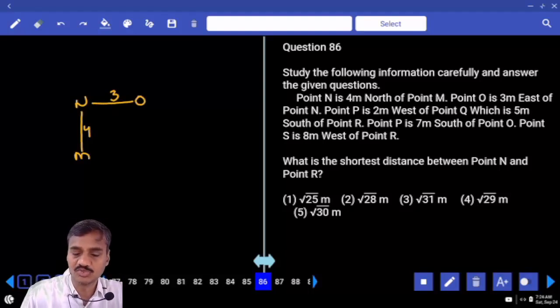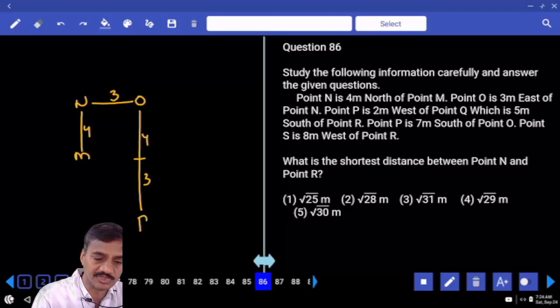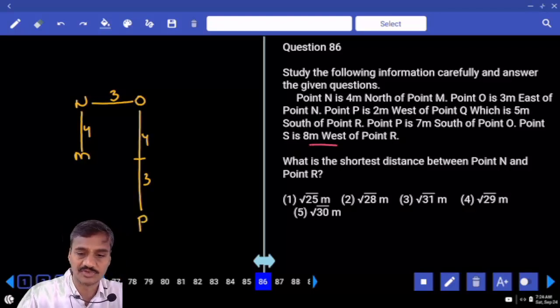And P is 2 meters to the west of Q. Q, which is 5 meters to the south of R. And P is 7 meters to the south of O. P is how many meters? 7 meters. Now this is 4 and this is 3 and this is P, which is 7 meters to the south of O. S is 8 meters to the west of R only.